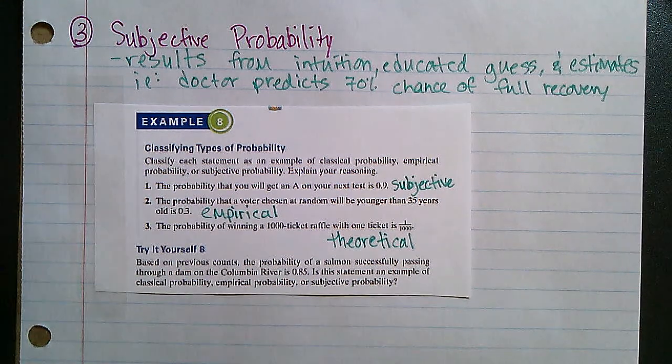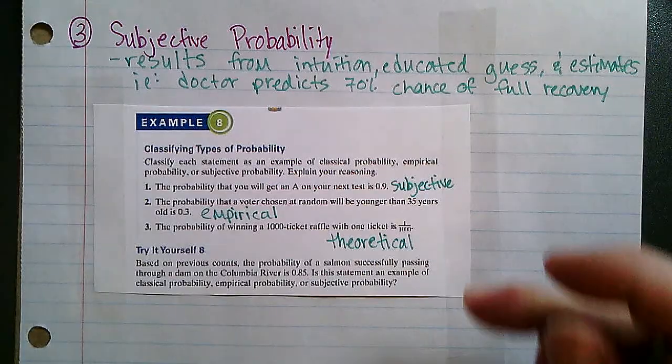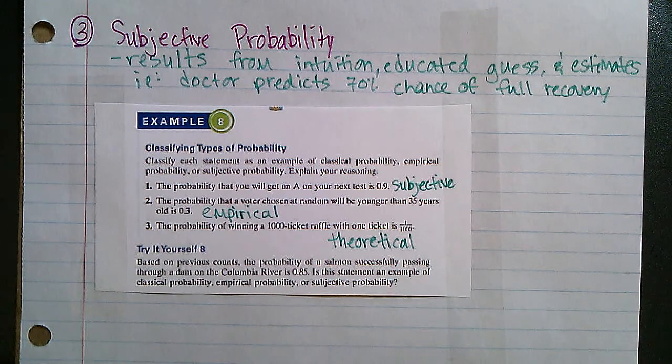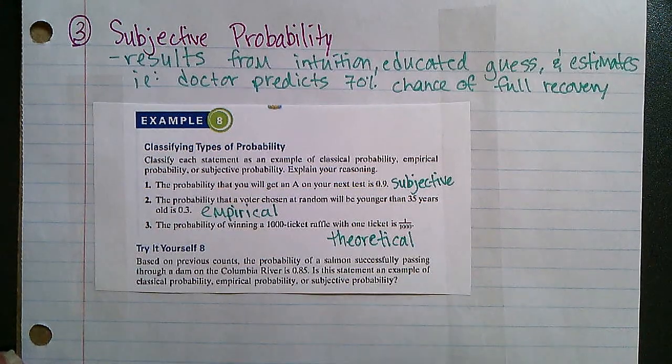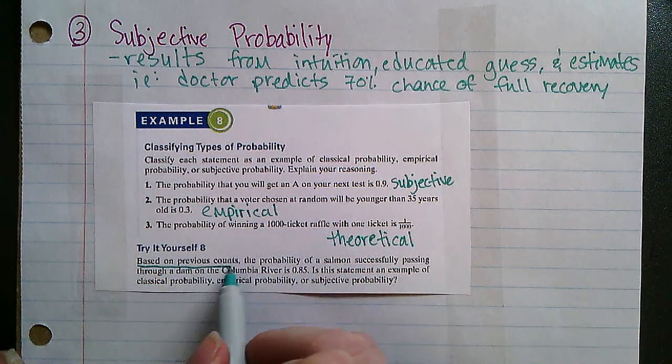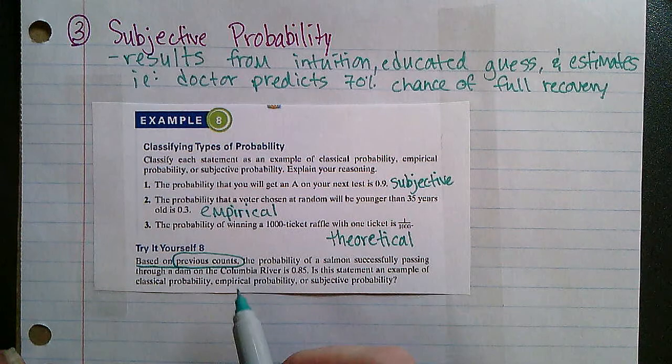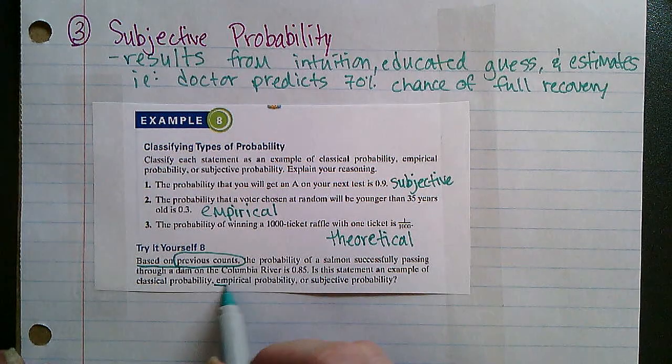So let's go on, try it yourself. Based on previous counts, the probability of a salmon successfully passing through a dam on the Columbia River is 0.85. Is this statement an example of classical, empirical, or subjective? So it says right here it's based on previous counts. So that's not going to be theoretical or subjective. That is going to be empirical because it's based on data that already occurred.